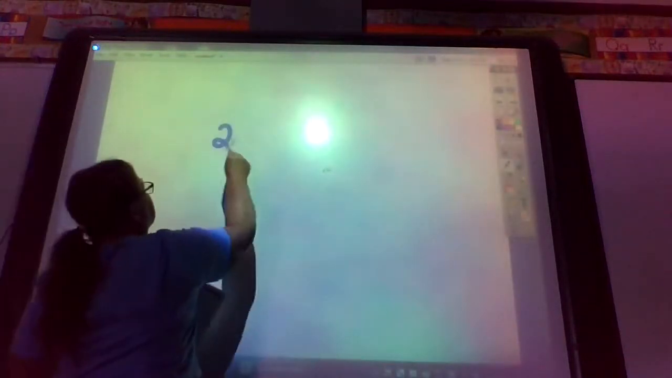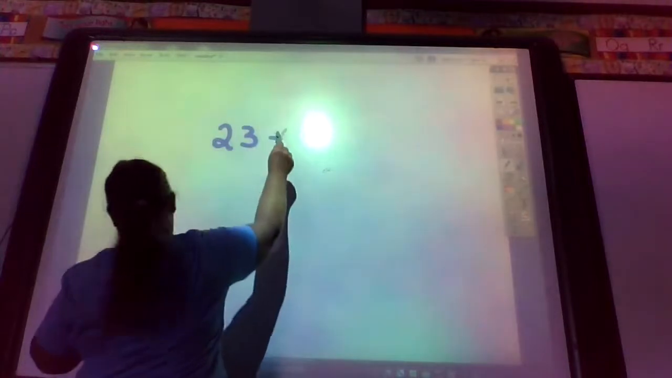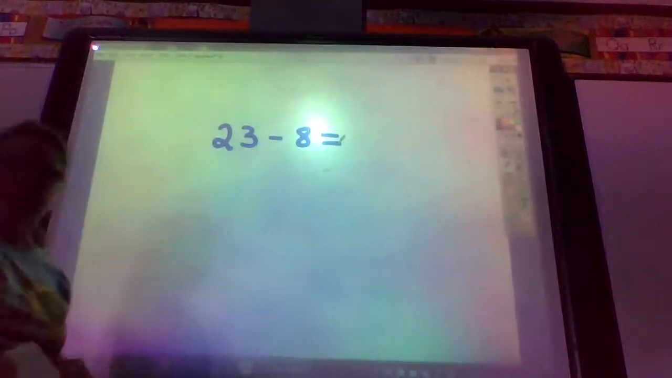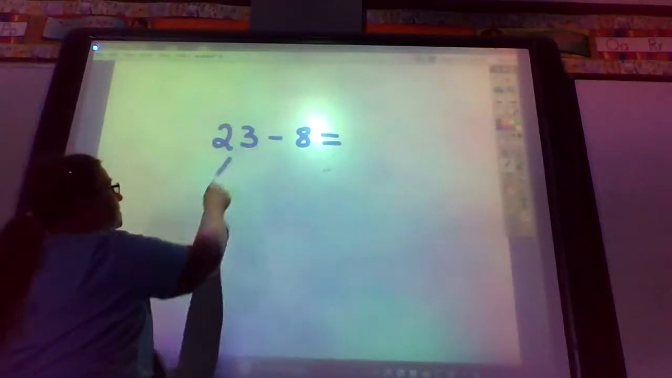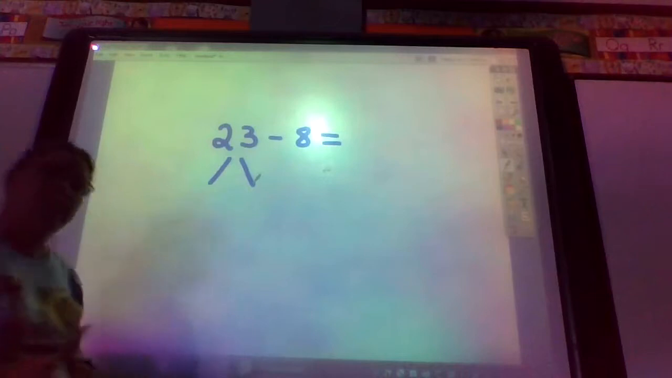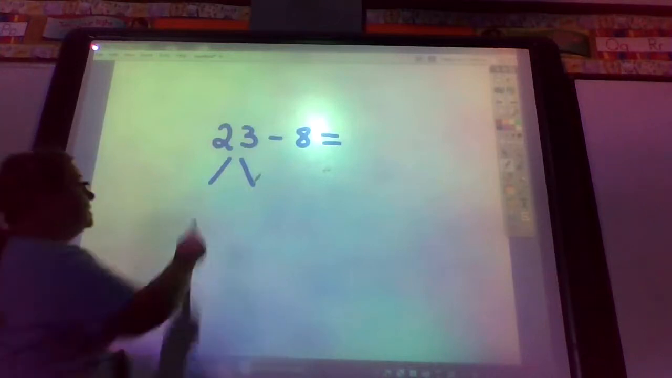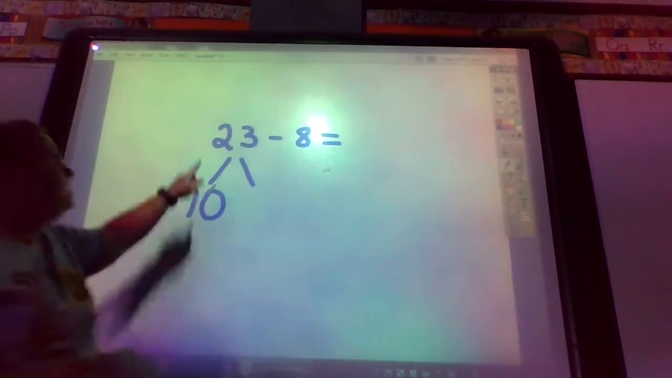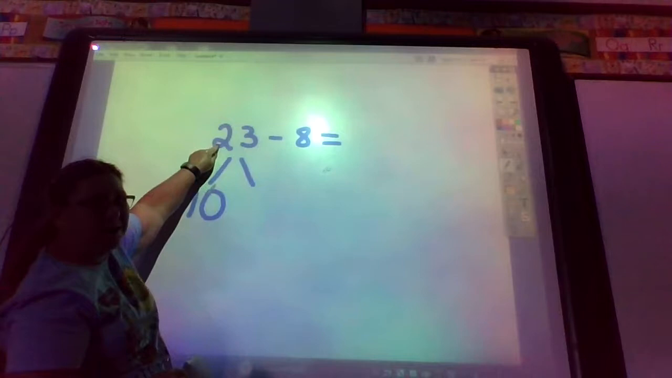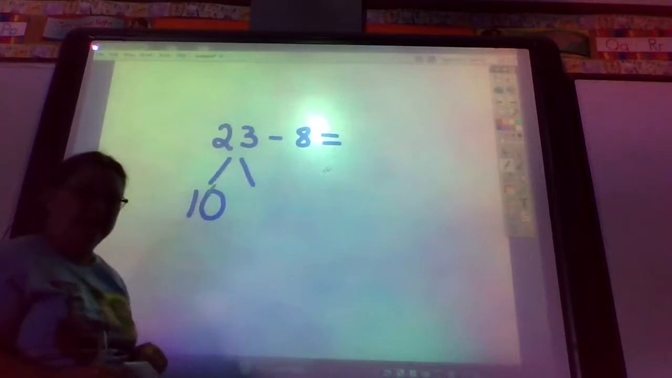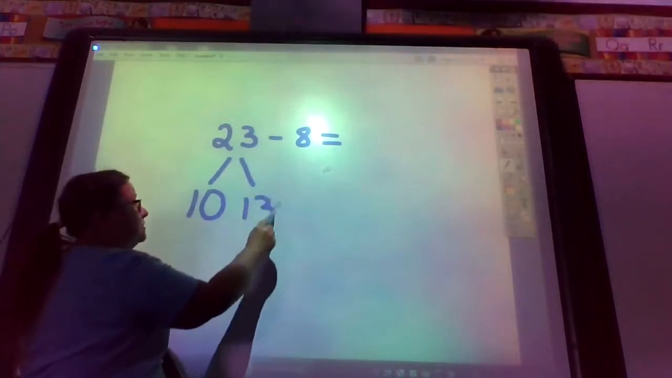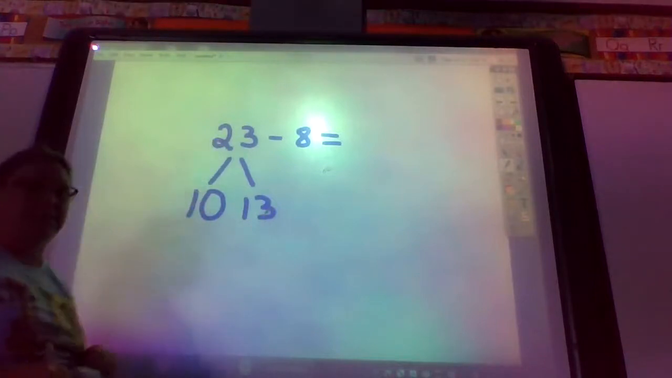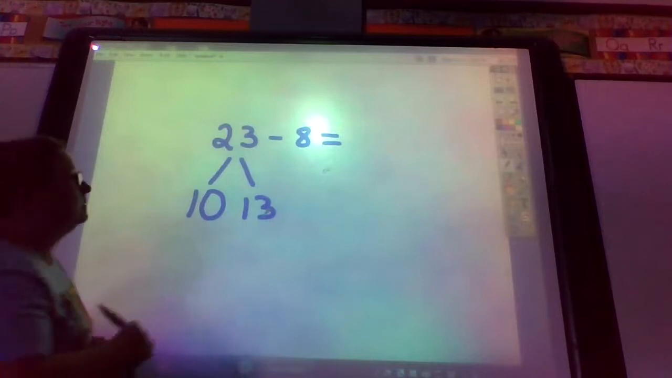Let's try a little bit bigger number. Let's try 23 minus 8. 23 minus 8. I'm going to make my number bond. Okay? I'm going to pull 10 out. This is where we have to think. I'm taking one of these 10s away. So that leaves me with 13 left. I took one of these 10s away to leave me with 13. Okay?